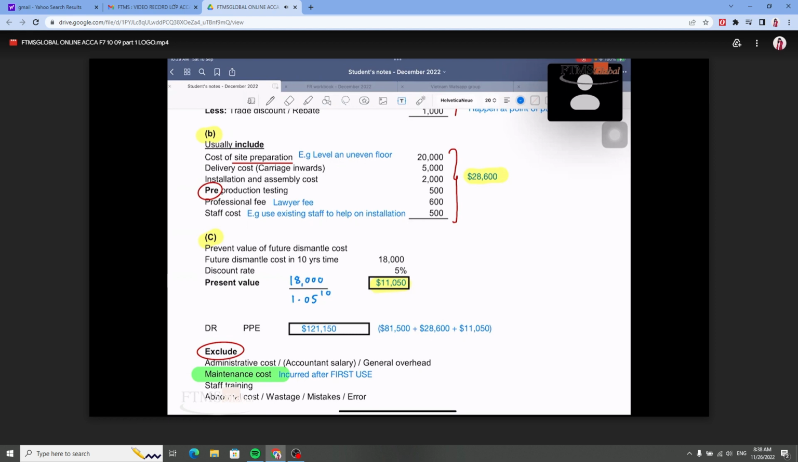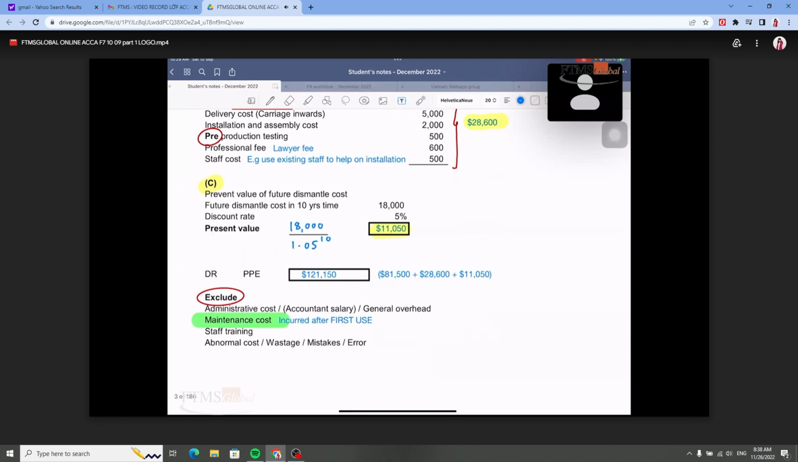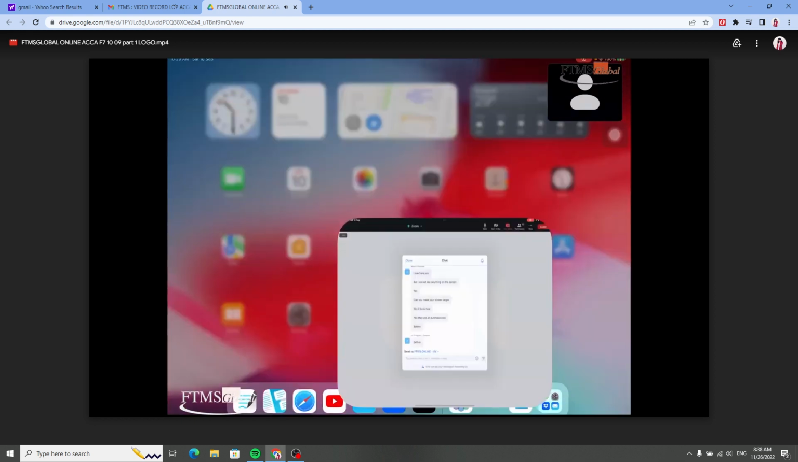Okay, if you look here, I have some items that you need to exclude. When I say exclude, obviously you don't ignore them. It means you can't debit them to PPE, but you still need to debit somewhere. If I don't debit somewhere, then of course my double entry cannot balance. So any guess where I should debit all these to?